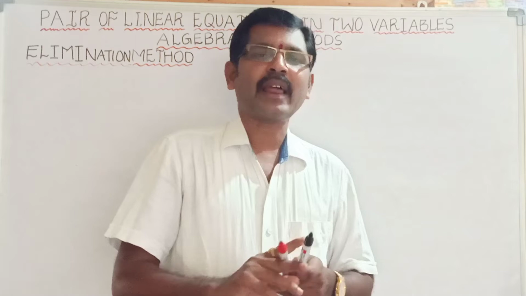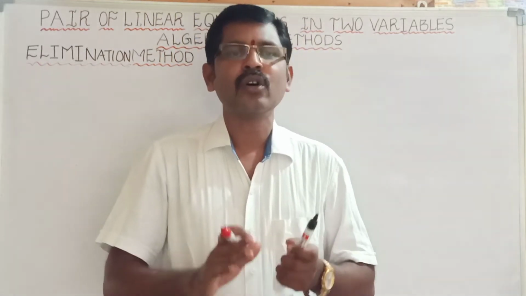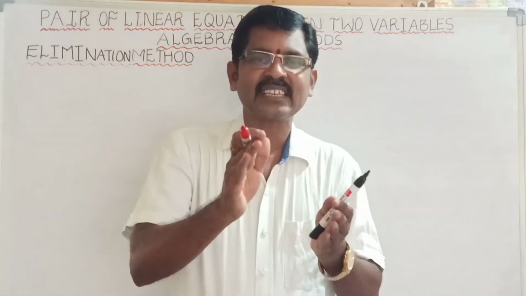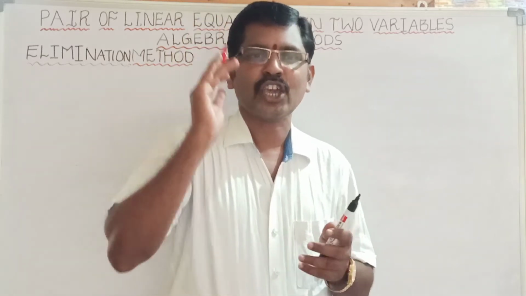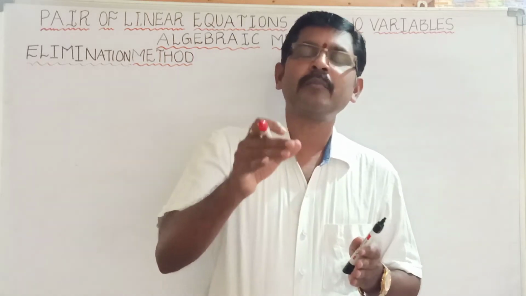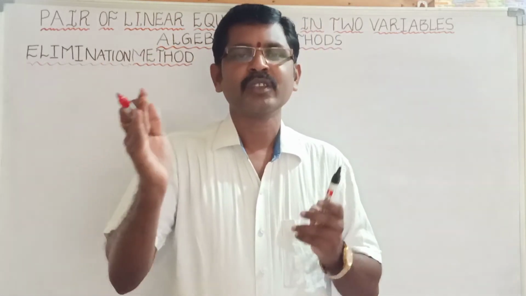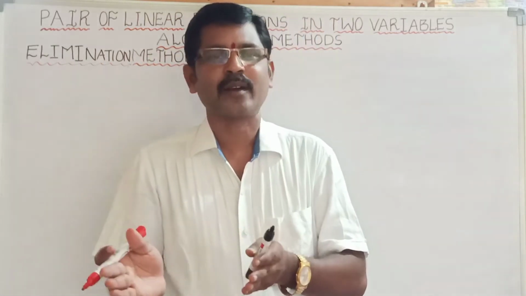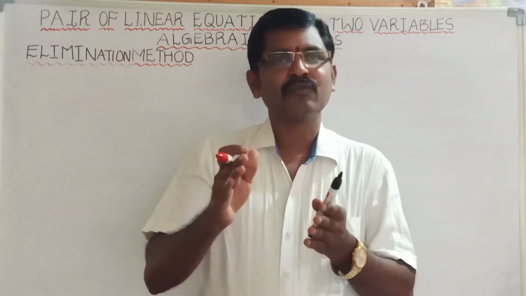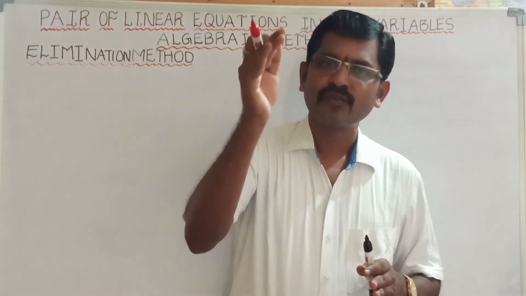Step 1. Multiply both the equations by suitable non-zero constants to make the coefficients of one variable, either x or y, numerically equal. Step 2. Add or subtract one equation from another so that one variable gets eliminated. If we get an equation in one variable, proceed to step 3. Step 3. Solve the equation in one variable, either x or y, to get its value.